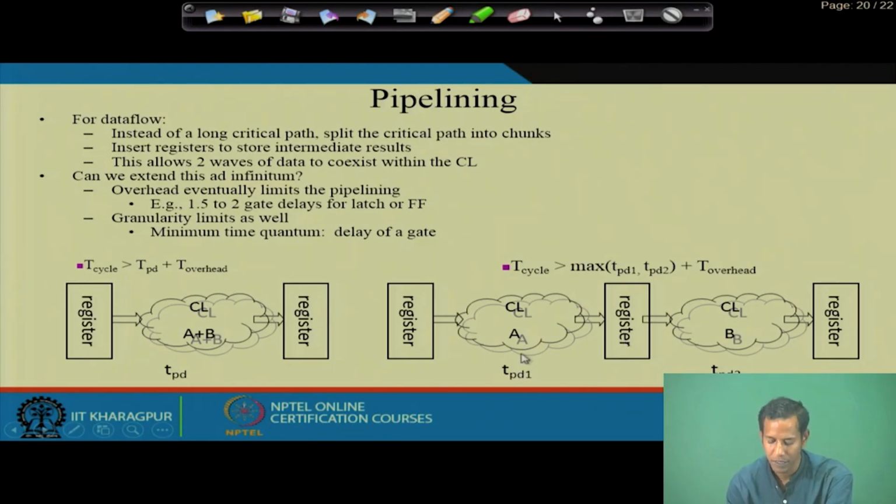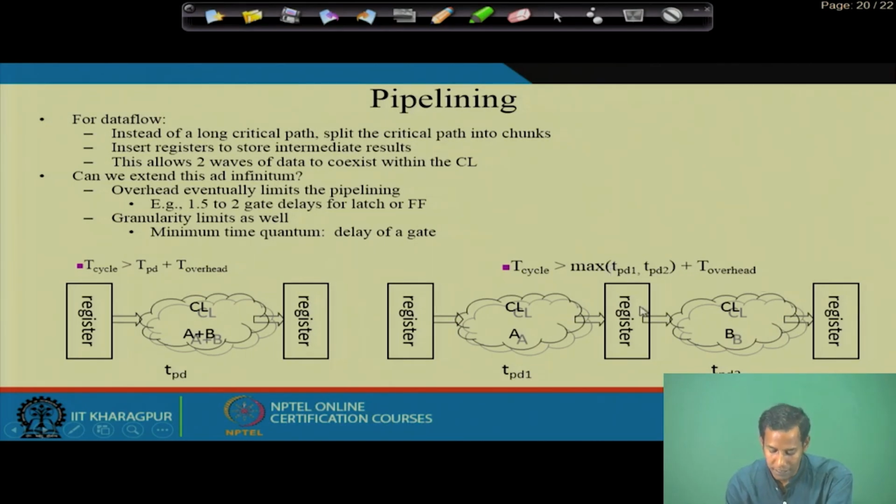So, at that time this will be the TPD 1, that means the propagation delay which will be associated with only clock A, and the propagation delay which will be associated with clock, that means task B. So, at that time the minimum cycle time will be the maximum of TPD 1 or TPD 2 plus T overhead.